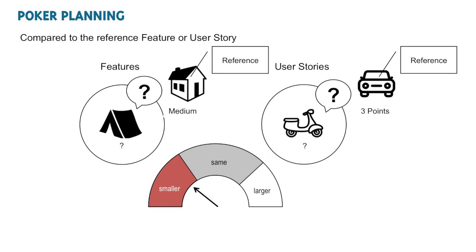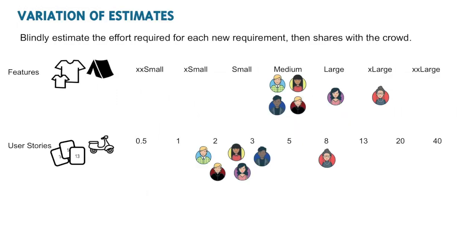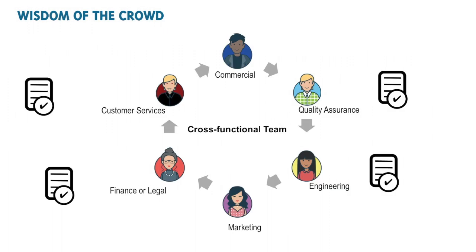Commonly known as poker planning, this approach requires the team to determine whether the new feature or user story is smaller, the same, or larger in complexity to the reference feature or user story. Poker planning is an efficient way to learn whether individual team members interpret the requirements differently. And importantly, the discussion that follows covers different expert views.